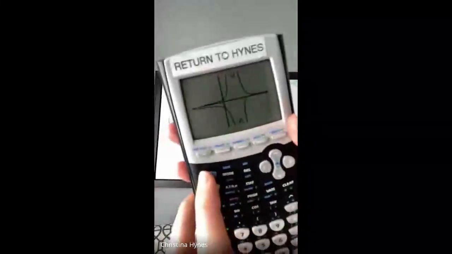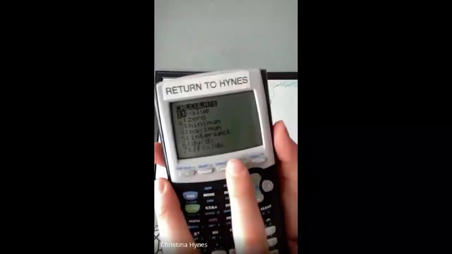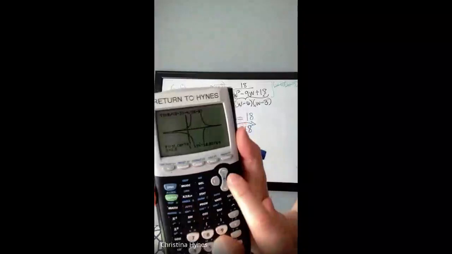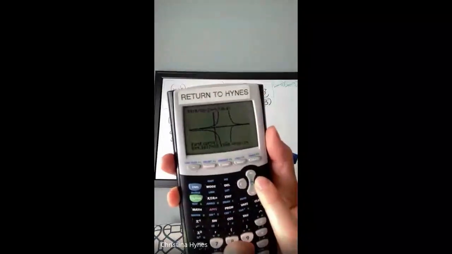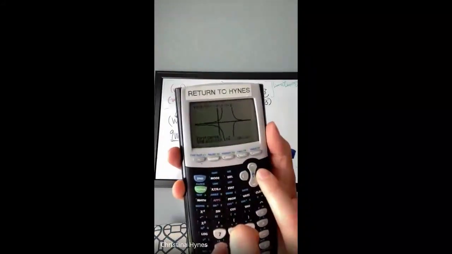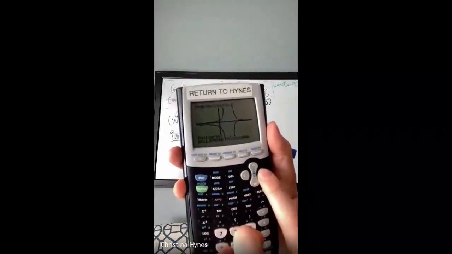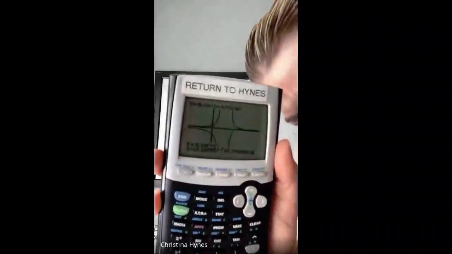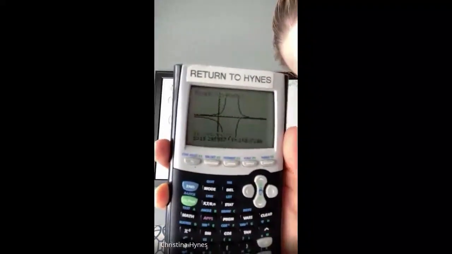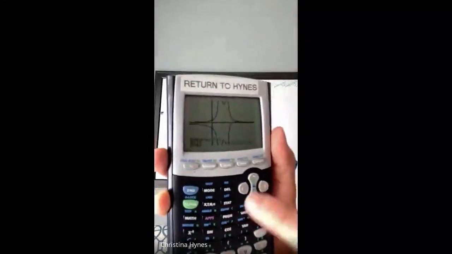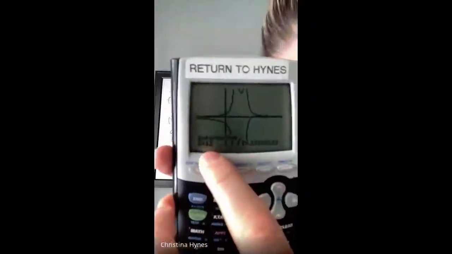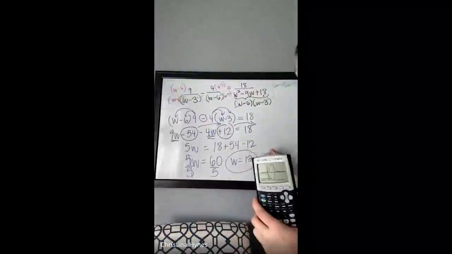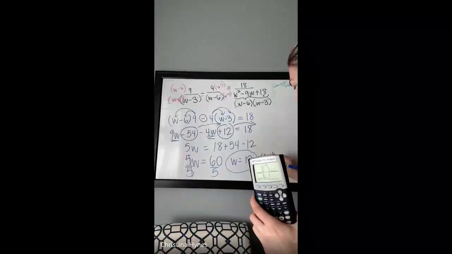So then you go second trace number 5. That's intersection. You move your cursor until you get as close as possible to that intersection. So I'm moving my graphing calculator cursor until I'm around where I think the intersection is. And then all you do is you press enter 3 times. Enter, enter, enter. And if you guys look, there's my answer. My answer is 12, x equals 12. So this is how you can check your answer, you can do it graphically.